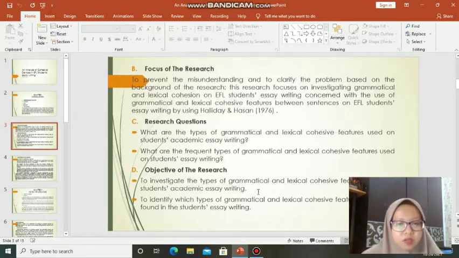And then for the research questions: what are the types of grammatical and lexical cohesive features used in students' academic essay writing? And then what are the frequent types of grammatical and lexical cohesive features used in students' essay writing?